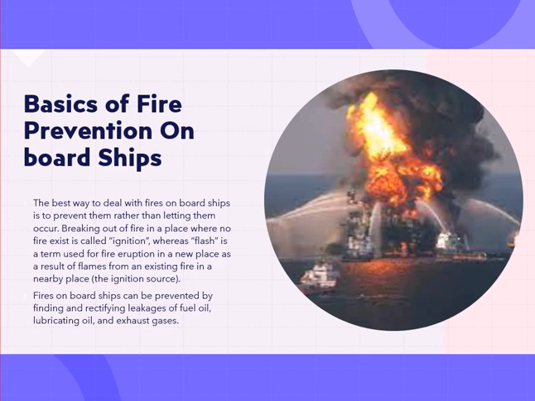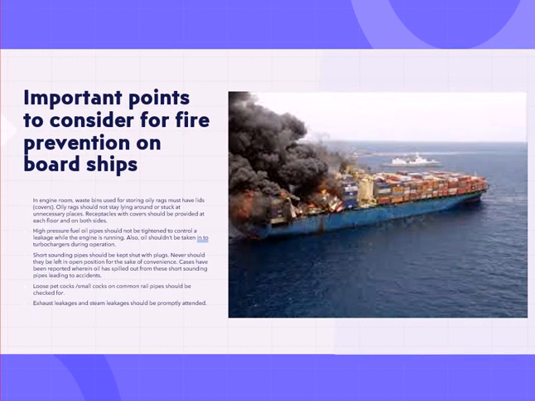So, basics of fire prevention on board ships. The best way to deal with fires on board ships is to prevent them rather than letting them occur. Breaking out of fire in a place where no fire exists is called ignition. Fire spread is a term used for fire occurring in a new place as a result of flame from an existing fire in a nearby place. So we need to identify the ignition source. Fires on board ships can be prevented by finding and rectifying leakages of fuel oil, lubrication oil, and exhaust gases.